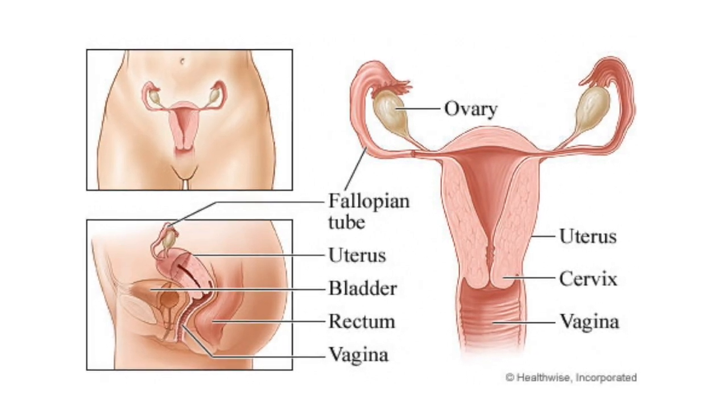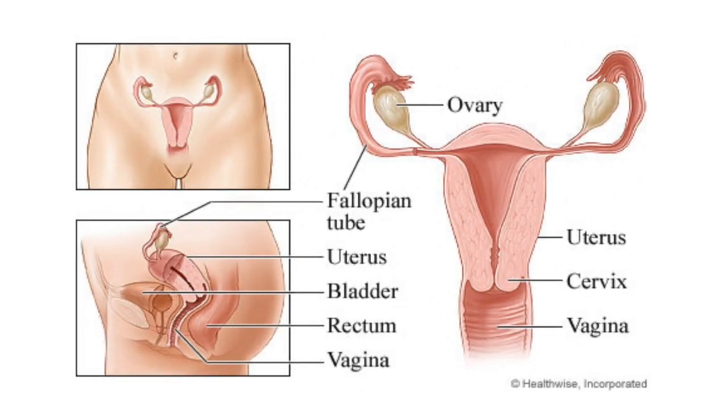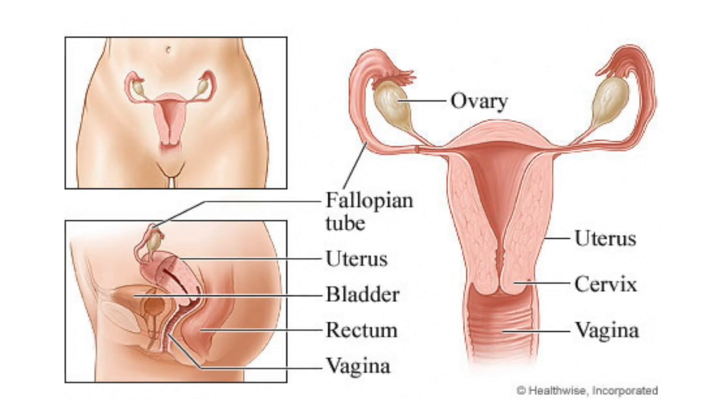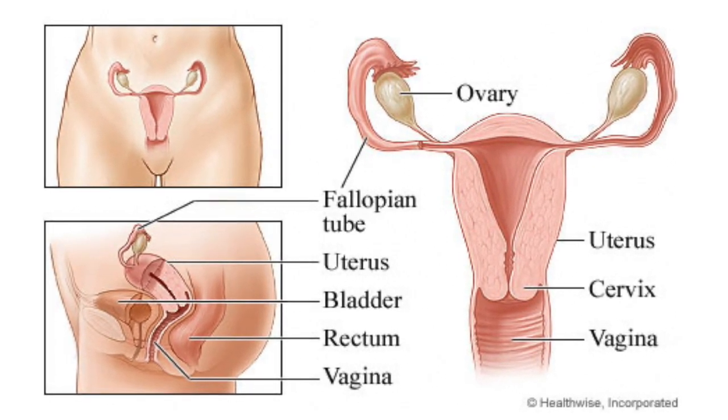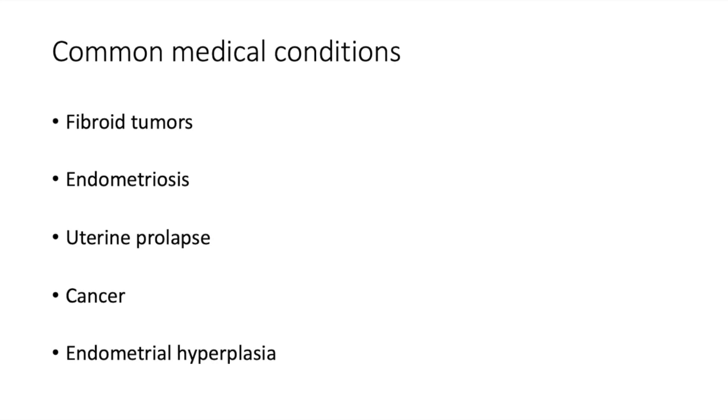Here we have a photo depicting most of the organs of a female's reproductive system. This would be the focus point at which the surgical procedure occurs. Women have hysterectomies for several medical conditions and health issues. Some of these common medical conditions include fibroid tumors, endometriosis, uterine prolapse, cancer, endometrial hyperplasia. I will briefly discuss a couple in the following slides.